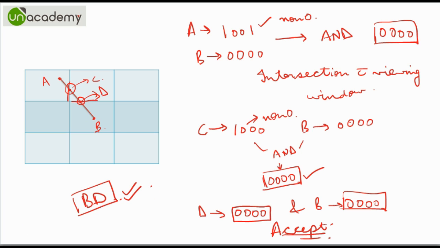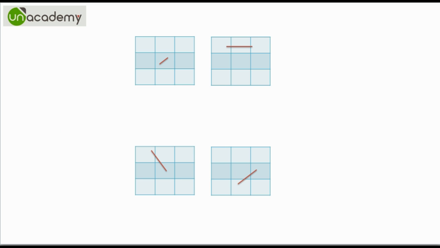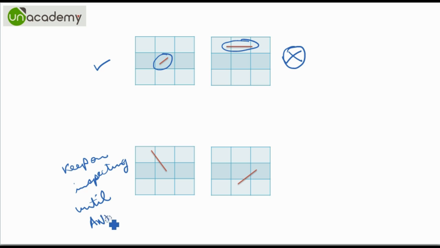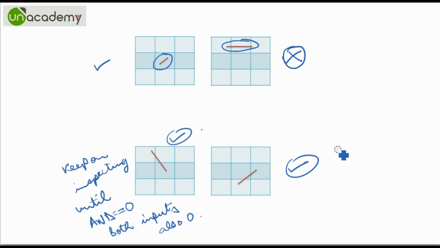So let us take a recap of what we did just now. Once again, both were zero in this segment, we trivially accept. Both were outside, both were non-zero and the result was giving non-zero output, we trivially reject. In this case, we had to keep on inspecting until AND is 0 and both inputs also 0. And the same was the case with this one and this one. So that is what the Cohen-Sutherland clipping algorithm is all about.